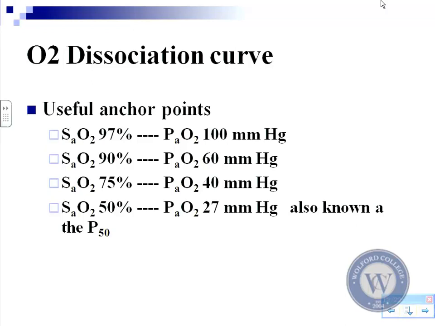So these are the oxygen dissociation anchor points at the lung level. This is when your oxygen is fully loaded in your lung.